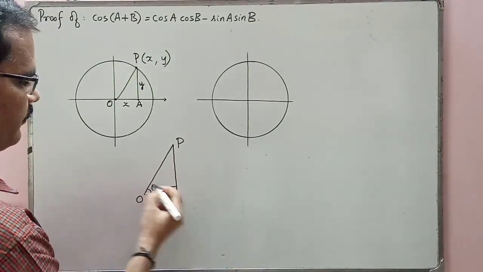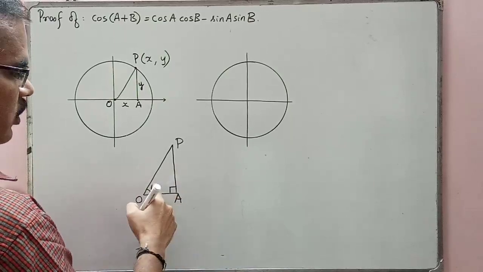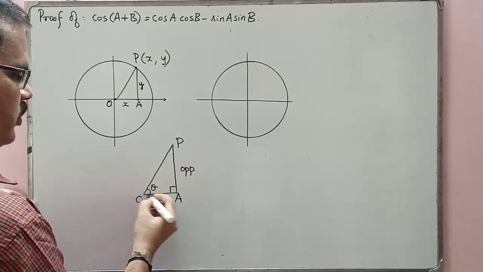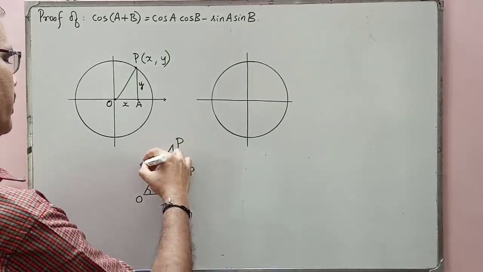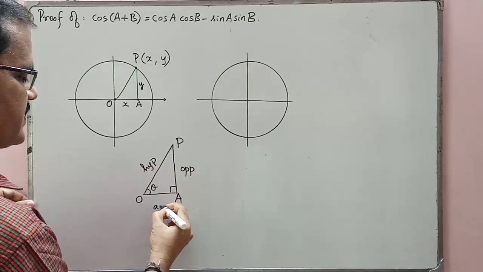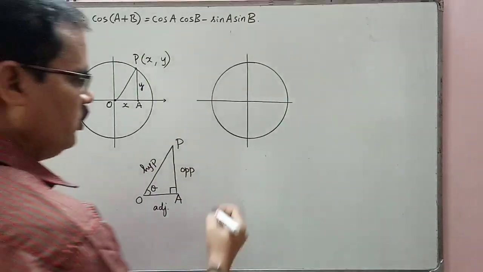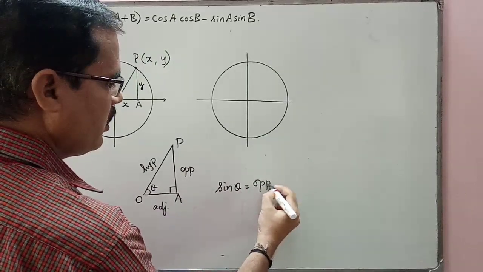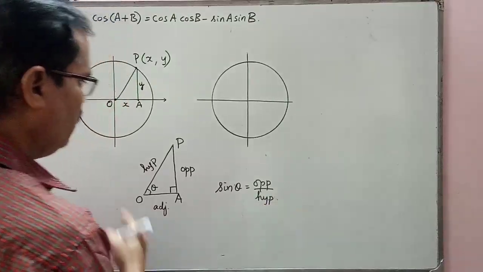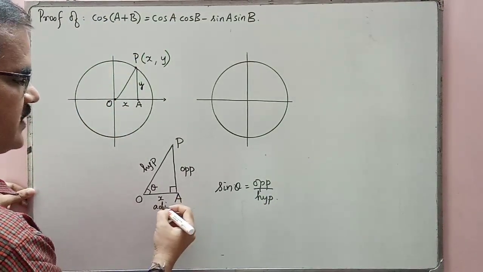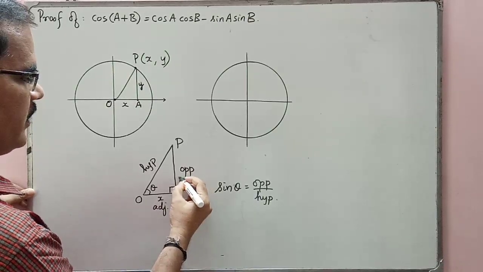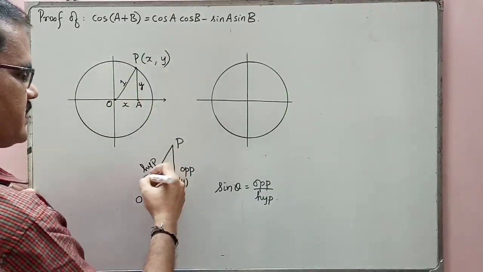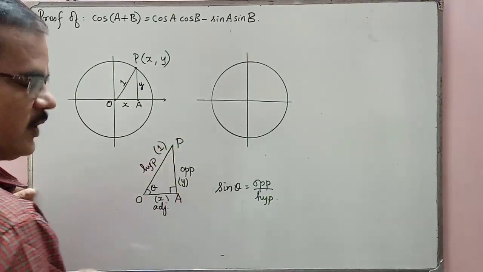We will mark this angle as theta. Now, we know the opposite side of theta, we mark it as the opposite side, and the hypotenuse is opposite to the right angle. Obviously, the other is the adjacent side. Now, what is the sin theta value? Sin theta is equal to opposite by hypotenuse, right? From this diagram, adjacent is x, opposite is y, and as this is a unit circle, its radius is always 1. OP is the radius of the circle, so the hypotenuse value is 1.